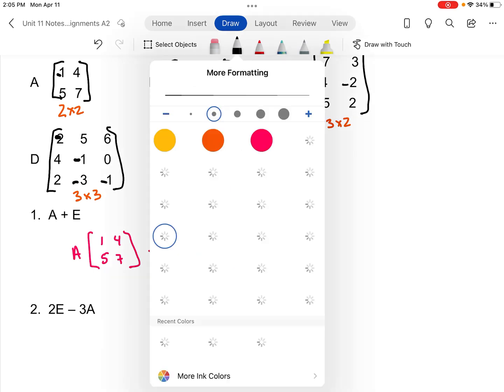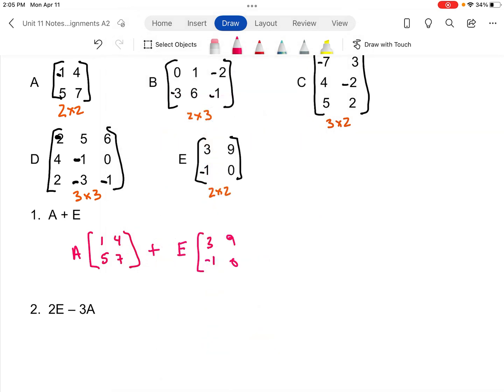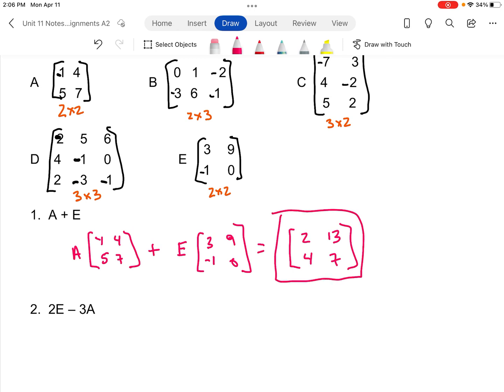All right, so remember, whenever we're adding matrices, it is each element in one matrix plus the corresponding element in the other matrix. Okay, so we have negative 1 plus 3 is a 2. 5 and a negative 1 is a 4. And then 4 and 9 is 13. And 7 plus 0 is 7. So the answer is this 2 by 2 matrix.